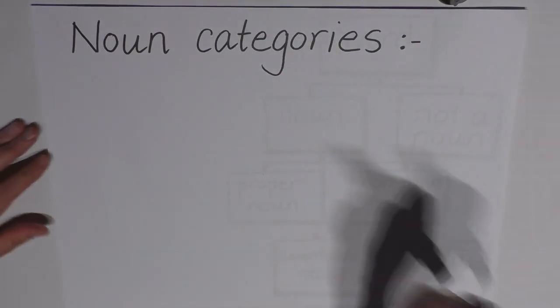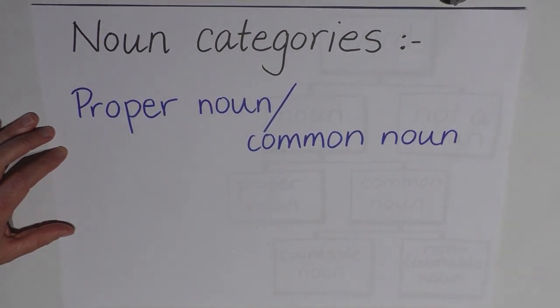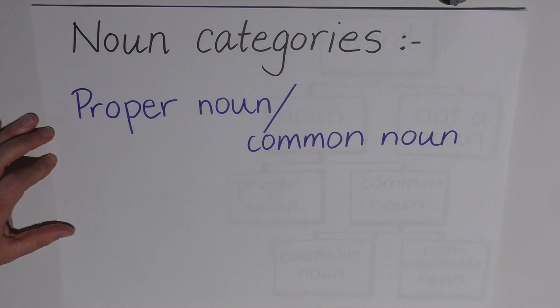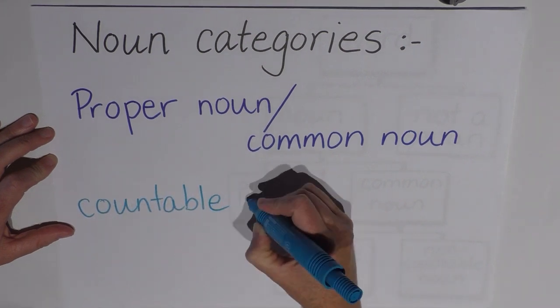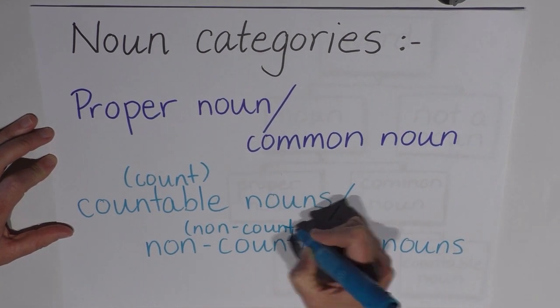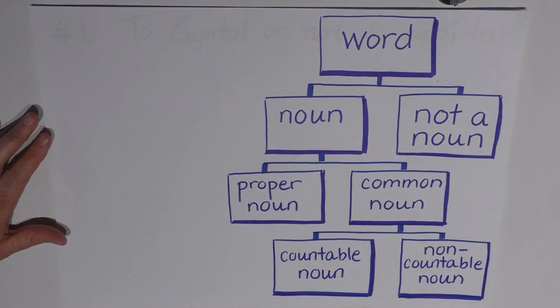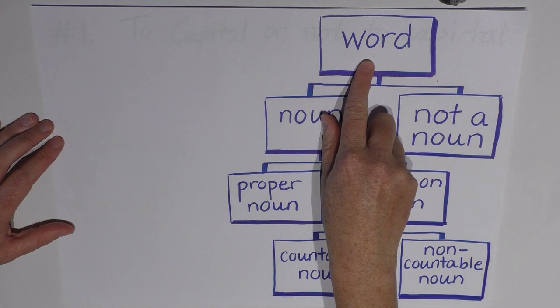So nouns can be divided into the following categories: proper noun and common noun, and countable nouns and non-countable nouns. Now these are sometimes referred to as count nouns and non-count nouns, and I'm probably going to use them interchangeably. We can actually summarise the different types of nouns and their general rules into a very clear table. So let's do that. We'll start with the word. There it is.